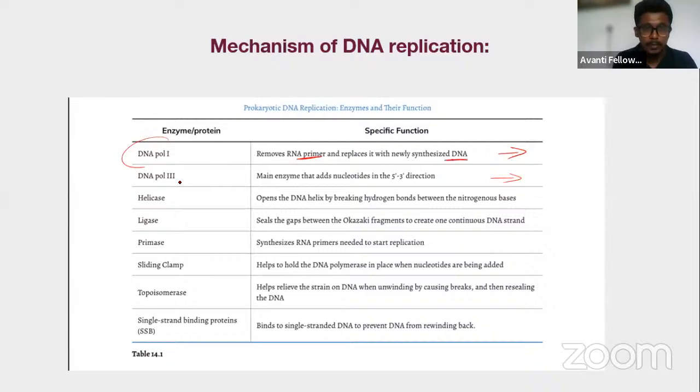What is the DNA polymerase 3 doing? It is synthesizing the nucleotides continuously in the 5' to 3' direction in the leading strand. In the lagging strand, what is it doing? It is filling the gaps, wherever the DNA is missing. So these two are done, very simple.